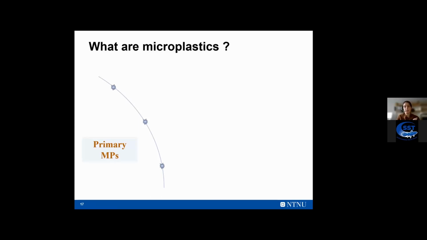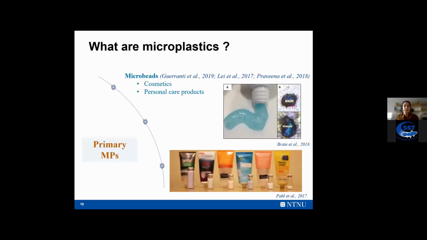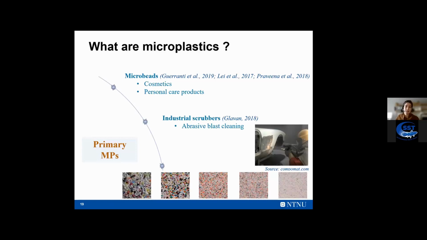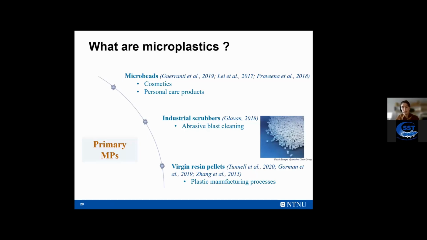Those are the microplastic that were manufactured at the microsize scale. For example, the microbeads that we can find in cosmetics or personal care products. We also have microplastic in industrial scrubbers for abrasive glass cleaning. And the main category of primary microplastic are the virgin resin pellets that are used during the manufacture of plastic items. So they're just using those small, tiny pieces of plastic, they will melt the plastic and then they will create a bottle or whatever.